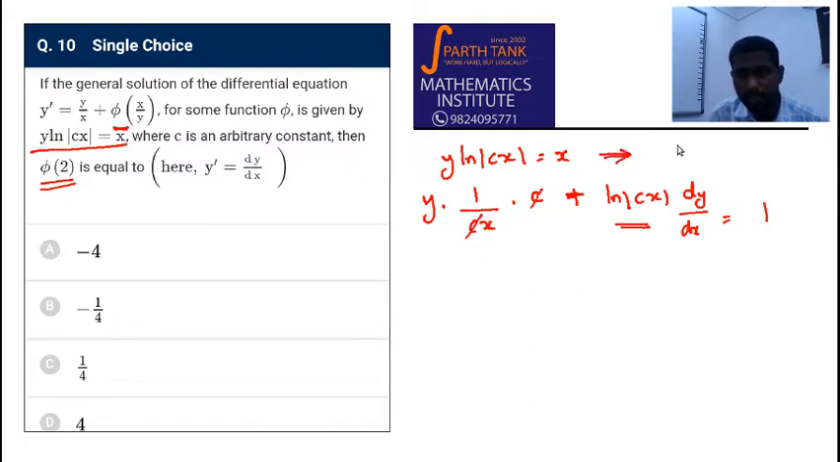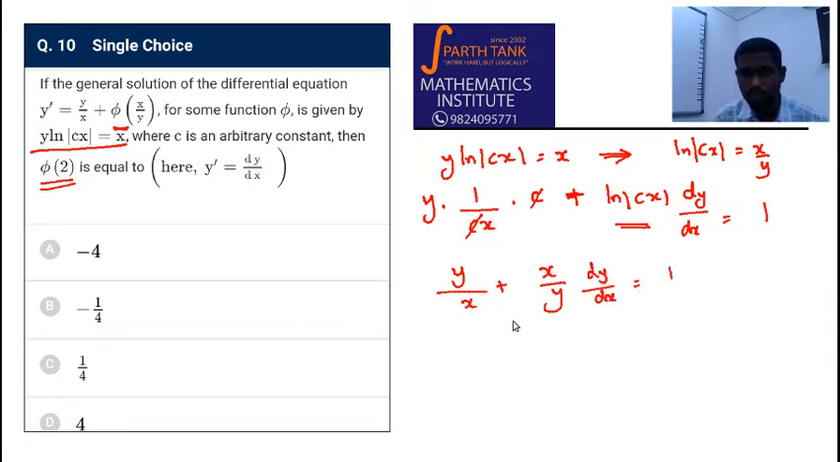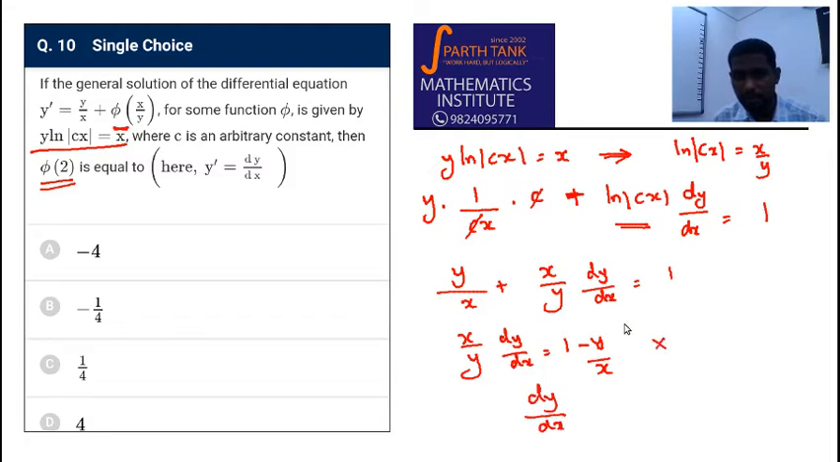Now how to eliminate ln cx here, because the differential equation should not contain the arbitrary constant. This equation helps: ln cx is x upon y. Substitute x upon y here. So I have y by x plus x upon y of dy by dx is equal to 1. Now a bit of rearranging and simplification. X upon y dy by dx is 1 minus y by x, and then multiply the whole equation by y by x. So this becomes dy by dx is equal to y by x minus y by x into y squared by x squared, let us say.